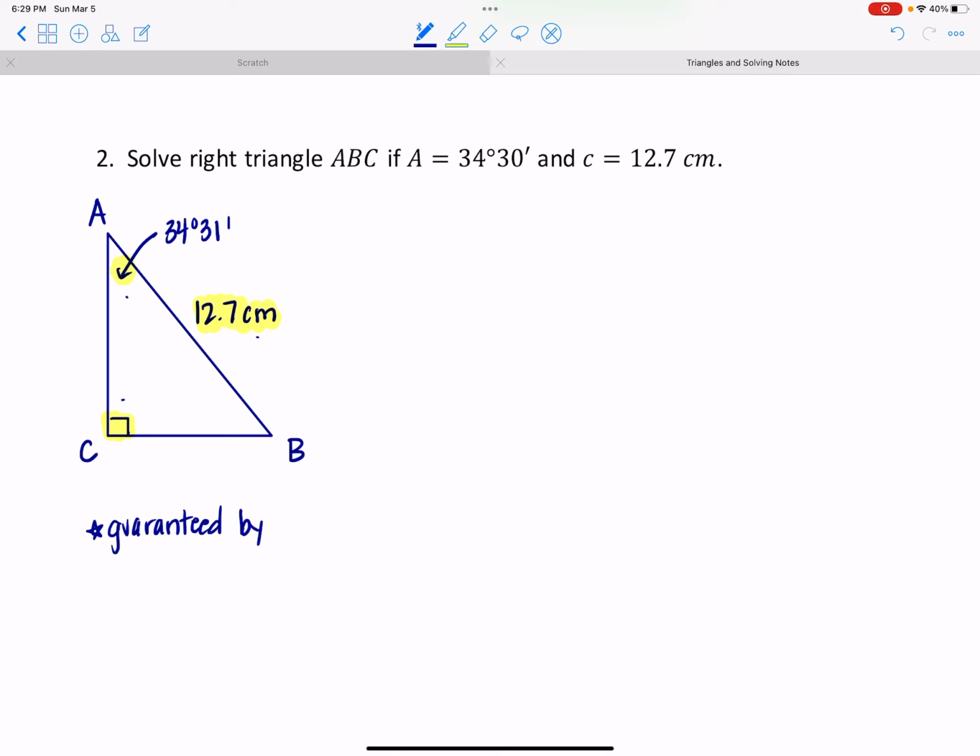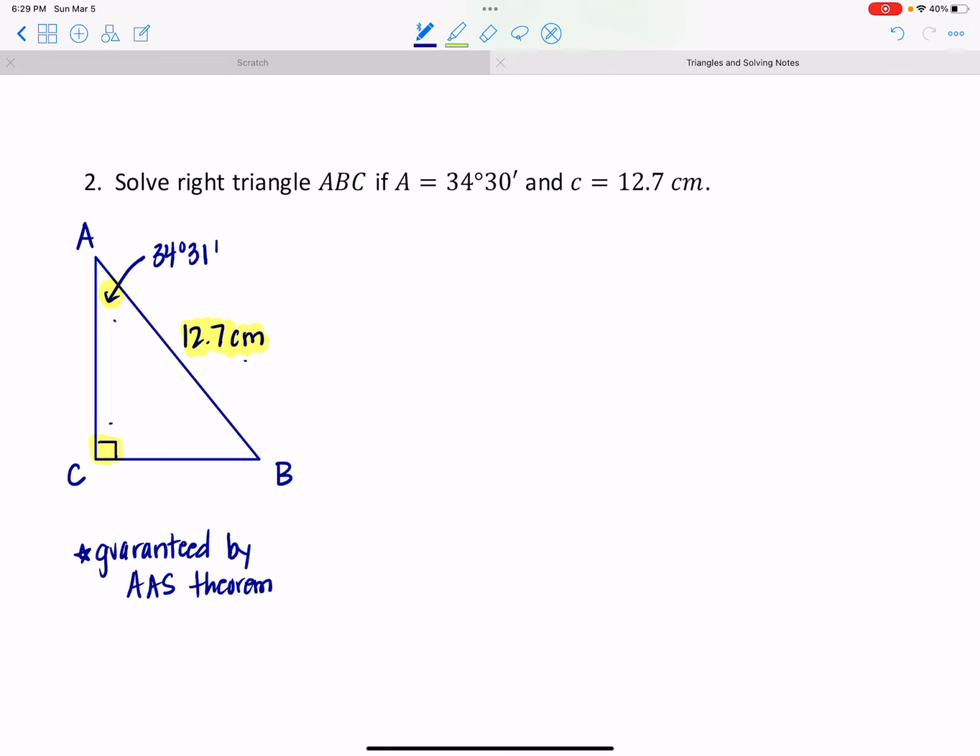So this is guaranteed by the angle-side congruence theorem. That theorem says that no matter what, if I gave you those 2 angles and that side that's not included, any triangle I could create with those properties would have to be the same as this triangle that's here. So that allows me to solve for those missing pieces. So now let's do that. Let's solve for those missing pieces.